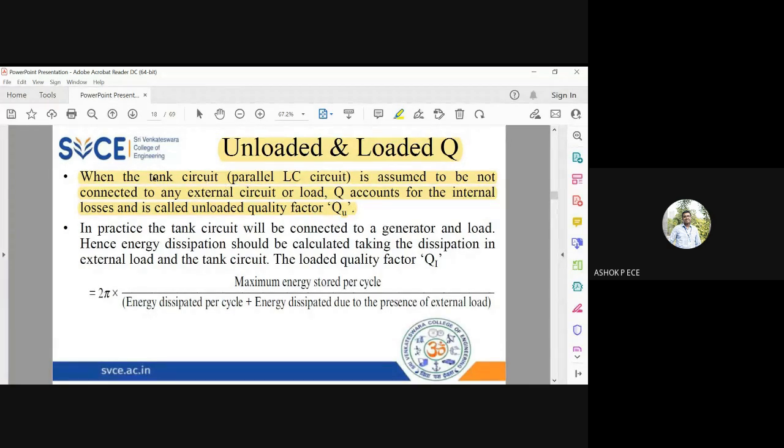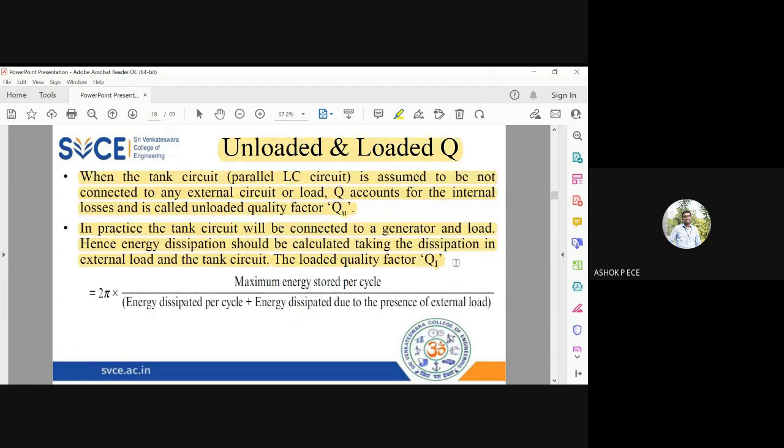Loading means you are connecting this tank to another load using a transformer. So when you are not doing that, the tank circuit is not loaded, so it is called unloaded Q, represented by QU. In practice, the tank circuit will be connected to a generator under load mostly. So energy dissipation we have to consider. Take into account the energy dissipation happening in the load plus the energy dissipation happening in the tank circuit. That quality factor will be called QI.